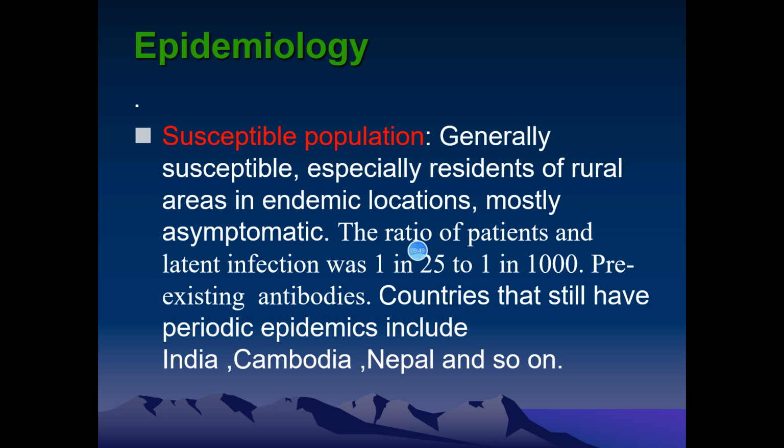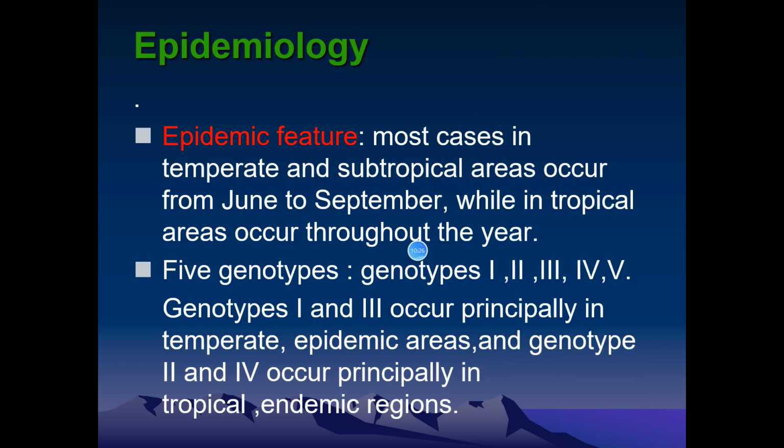The countries which used to be heavily endemic, but are currently controlled, are primarily China, including Taiwan, Korea, Japan, and Thailand. Countries that still have high periodic epidemics include Colombia, India, Nepal, and so on. The epidemic feature: epidemics coincide with the monsoon, and the most common period is August to December. Most cases in temperate and subtropical areas occur from June to September, while in tropical areas it occurs throughout the year.